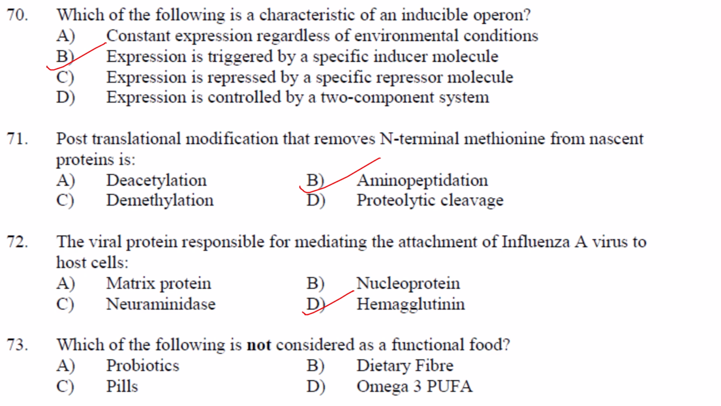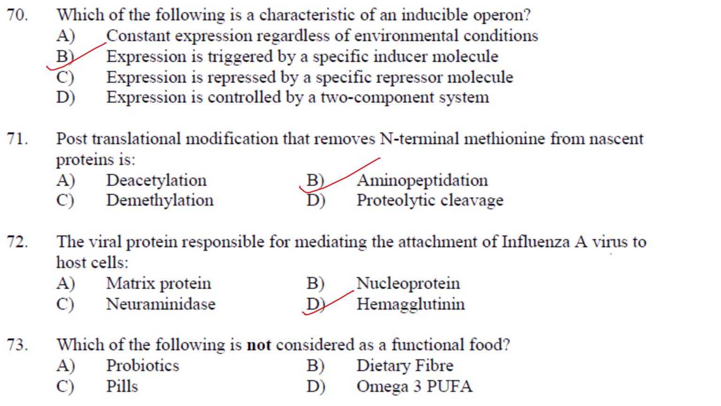viral entry. Now, hemagglutinin mediates the attachment of influenza virus to the host cell by binding to sialic acid receptors. And neuraminidase cleaves the sialic acid receptors and helps in viral entry. So here they have asked which mediates attachment of influenza A virus to the host cell. So it is hemagglutinin.